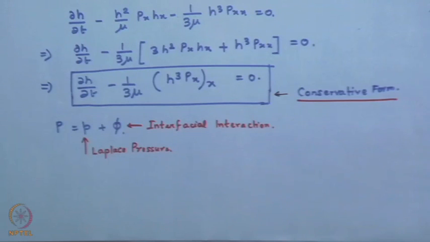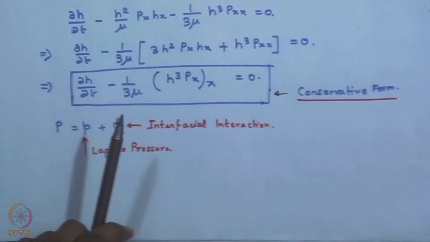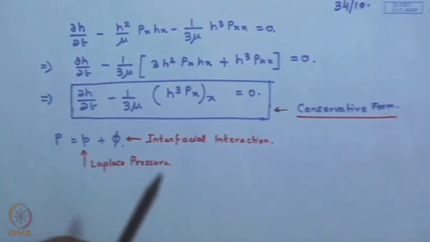include the kinematic boundary condition and other conditions that we have been looking in. So, we have reached up to this stage. So, this is a quick recap we would like to do.